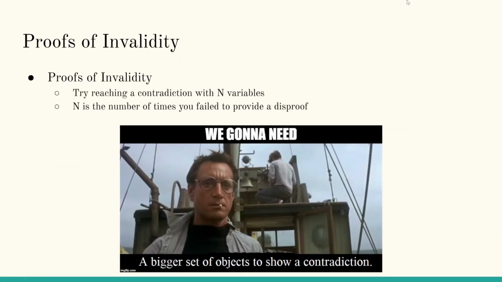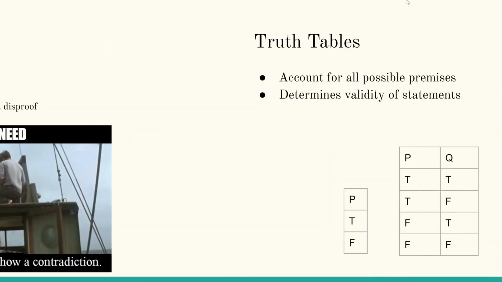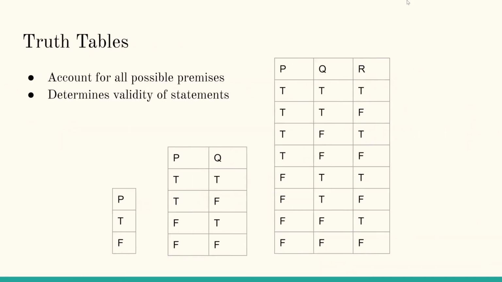To show a quantification is invalid for your nth attempt, use n objects from said quantification to show a contradiction. Truth tables are used to determine the validity of a statement by accounting for all possible truth values of the premises.